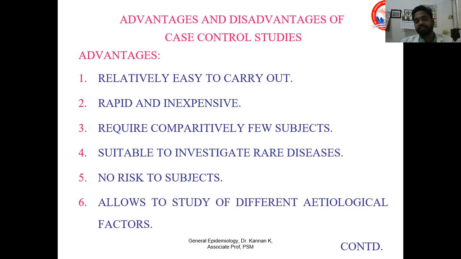Here we can see the disease is one and the risk factors are many. We can find out all the risk factors for a particular disease, not like a cohort study. In a cohort study, we find out what diseases a single risk factor can produce. There, only one risk factor and multiple diseases are there. Here only one disease is there, and multiple risk factors we can find out. Suitable to investigate rare disease.